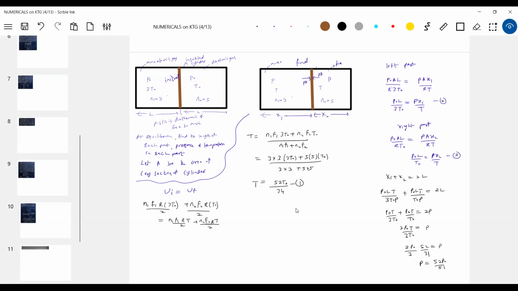So there's also one more equation, no? Equation 4. Substituting 1, 2, 3, and 4, we'll get the expression for P. Then substitute that P value in x1, x2, we'll get x1. Anybody, x1? L by 2, sir. X2 is 3L by 2, sir.